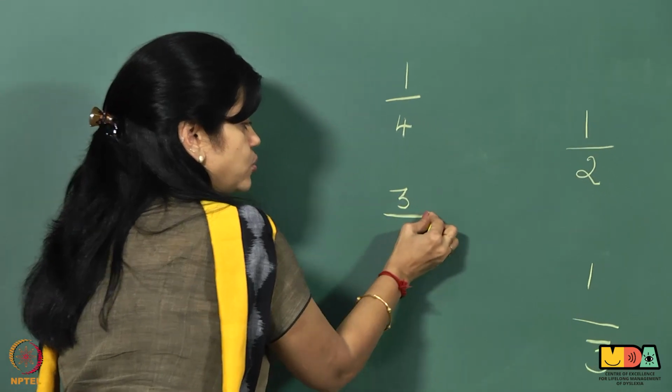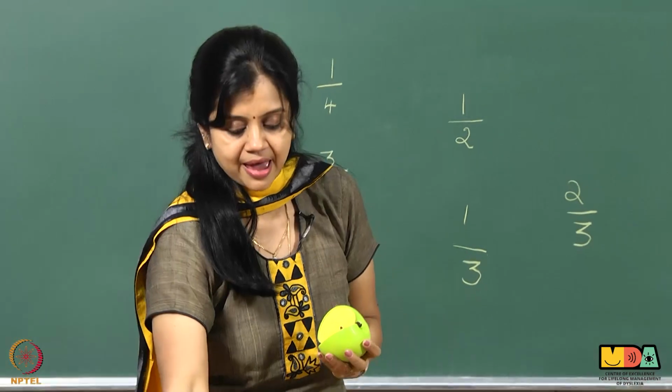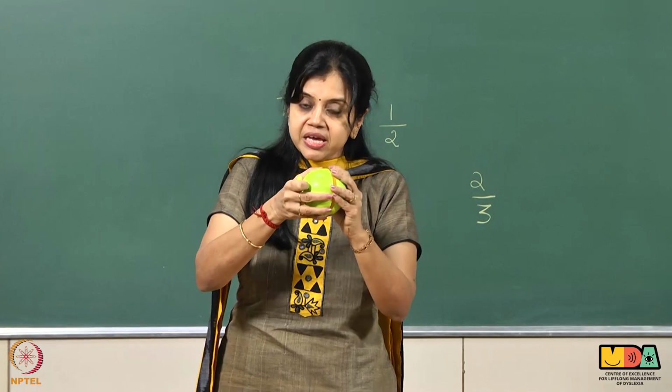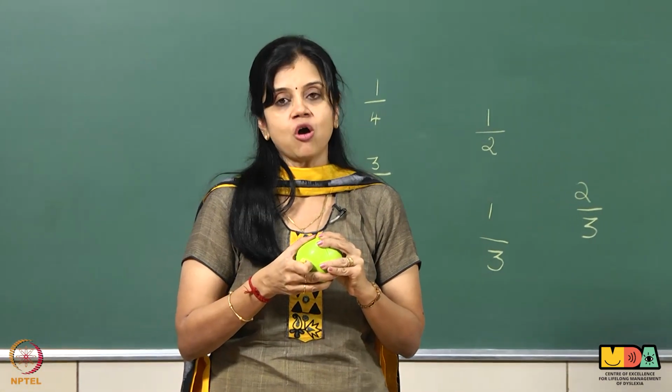3 out of 4. So, when you use all this, like an apple or certain things, and when you make the child actually make it into equal pieces, the child understands the concept of fractions.